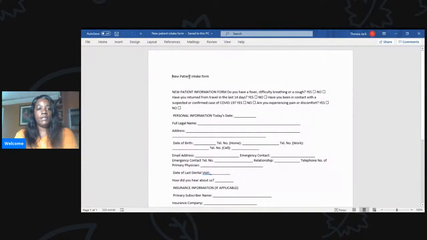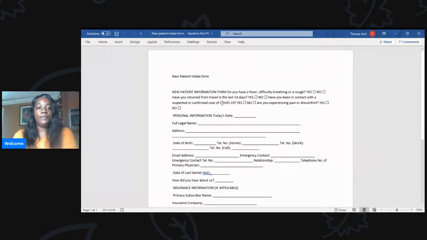Okay, with this particular form, again, I customized this form, so I added a few questions. Have you had a fever or difficult breathing or a cough? Of course, we're in the era of COVID-19 right now, so you may want to just ask your patients a few questions just to get the preliminaries out of the way. So do you have a fever, difficult breathing, or coughing? That's a yes or no.